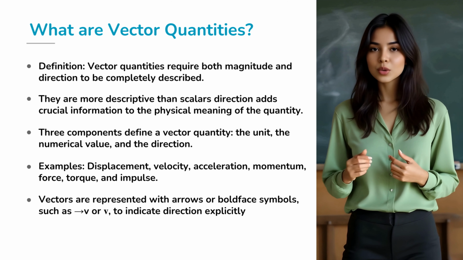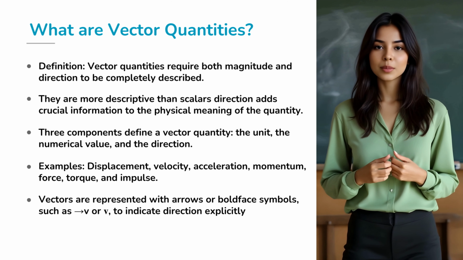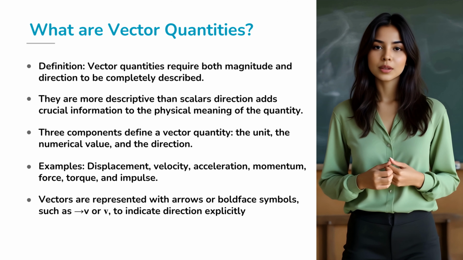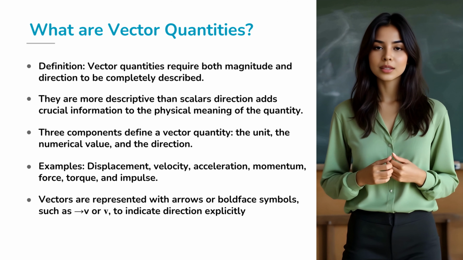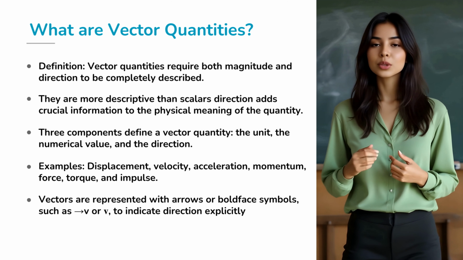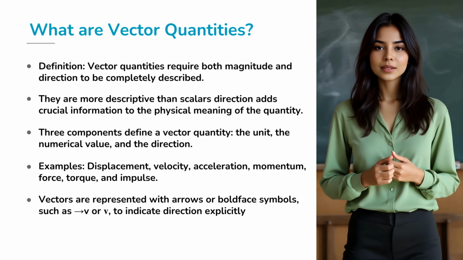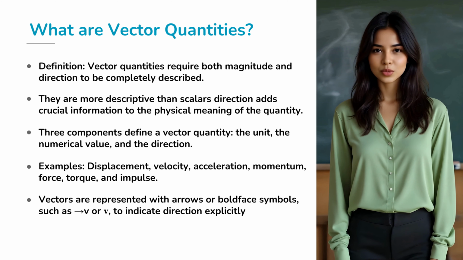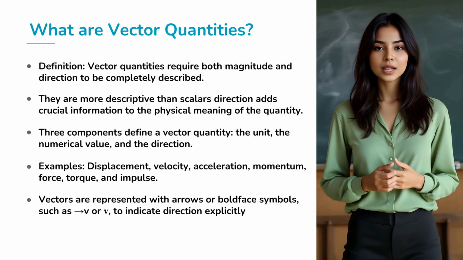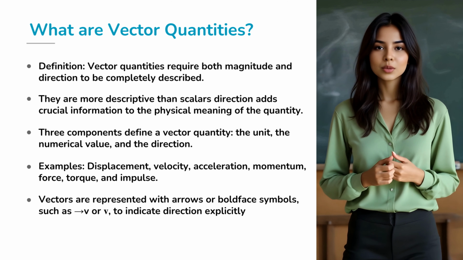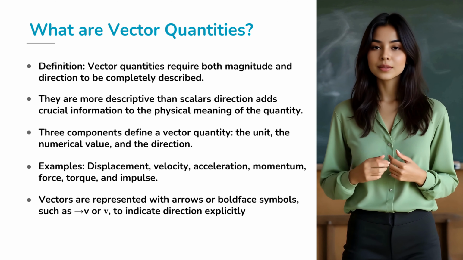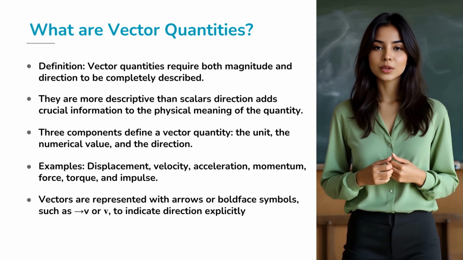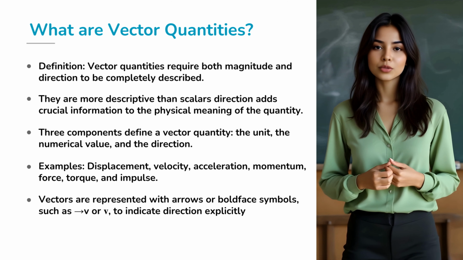To define a vector quantity completely, we need three parts: the numerical value, the unit, and most importantly, the direction. Examples include displacement, velocity, force, acceleration, and momentum. To show direction, we use symbols like an arrow over the letter, for example, V with an arrow on top for velocity, A with an arrow for acceleration, and F with an arrow for force.